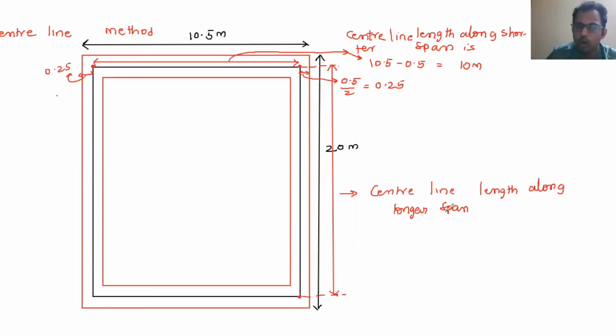Center line length along the longer span. How much is it? It is equal to 20 minus, so this is half thickness, this is half thickness, and this is half thickness. So what is the length of the center line along the longer span? 20 minus 0.5 again. How much is it? 19.5 meter.